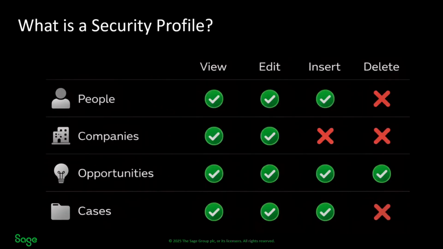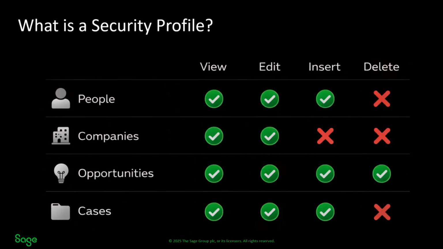But let's have a look at what we mean by a security profile. A security profile determines the permissions the user has to perform actions inside Sage CRM. So that's whether or not a user can view data, edit data, insert data, or delete records. It's not filtering on the data so much as filtering on the metadata and the actions, what we would be able to perform inside the interface.